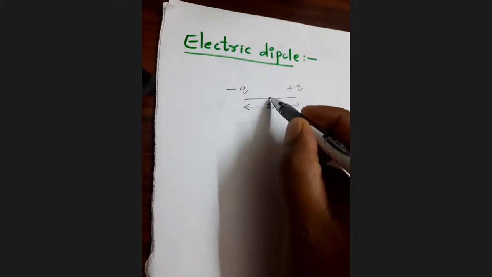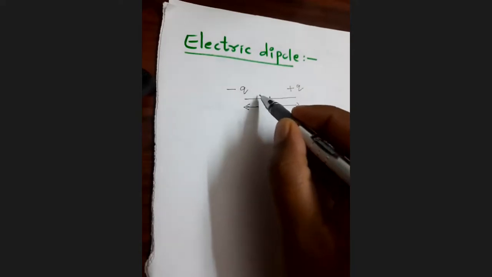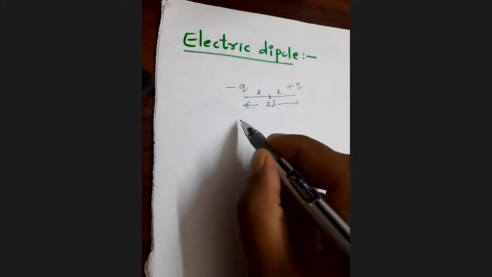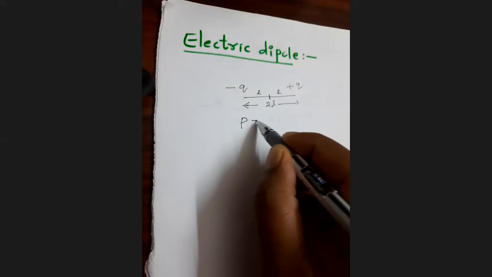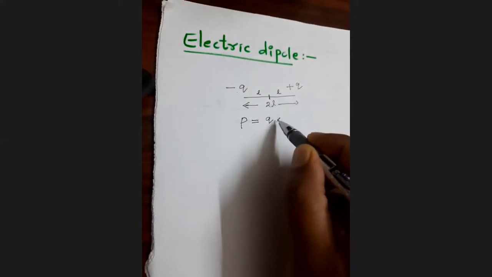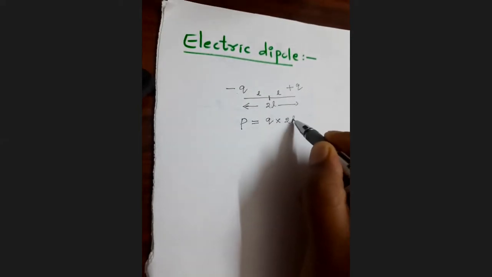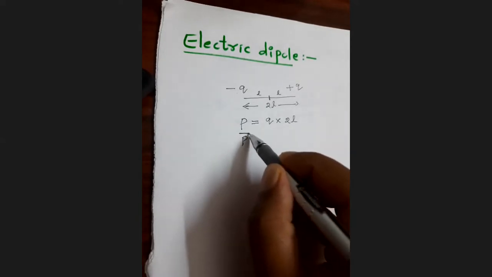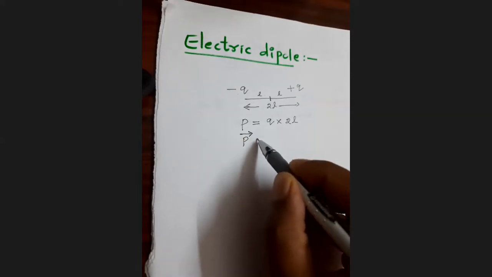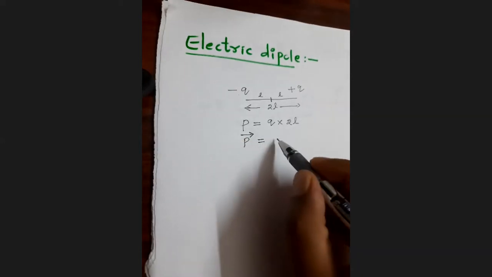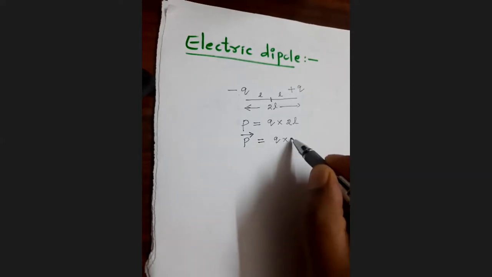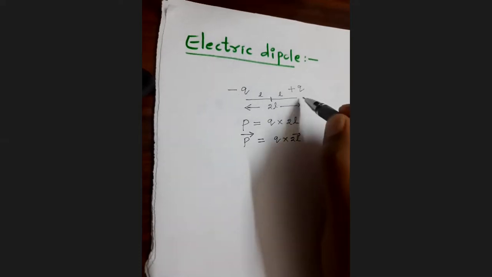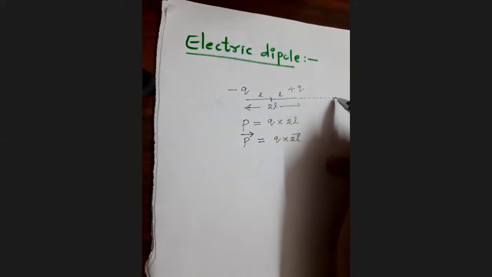Okay. Let us say this is the midpoint, then this is L, this is L. Now the dipole moment is defined as the product of charge and distance between these two charges. Here electric dipole moment is a vector quantity. Therefore, vectorially we write it as P bar is equal to q into 2L bar. So what is the direction of P bar?